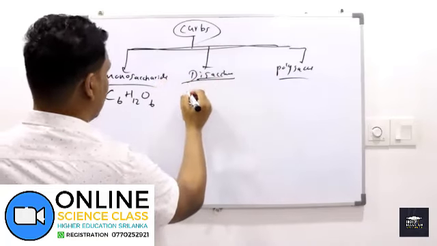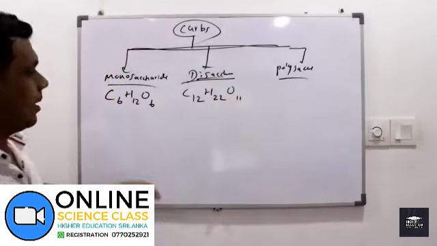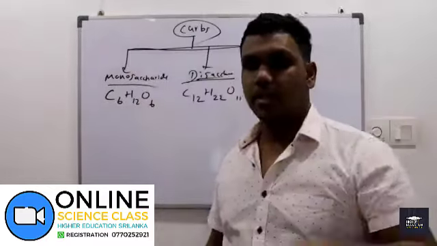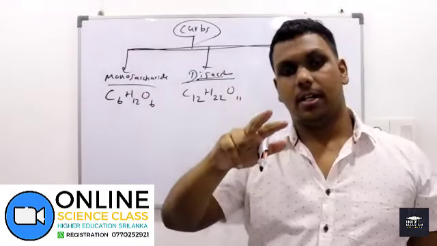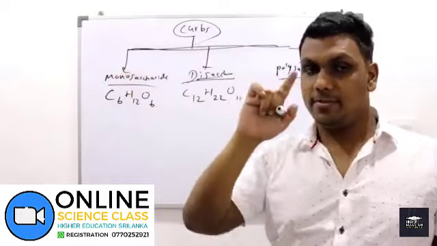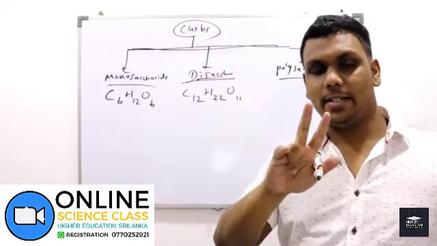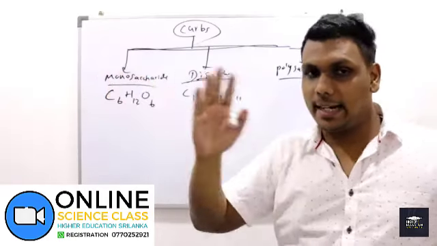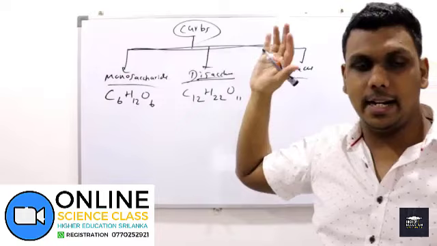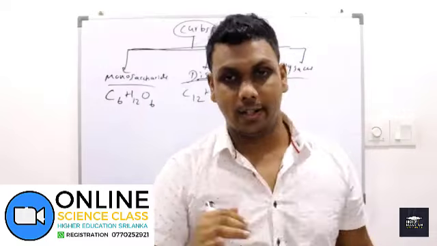Then disaccharides. The formula is C12H22O11. When two monosaccharides get together, they form a disaccharide. Di means two, and mono means one. I think it is Latin. Mono means one whole thing, and di means the combination of those two single things. Poly means more than two. When a number of things get together, they make the poly, like a polypeptide, a protein chain, so we call them polysaccharides.